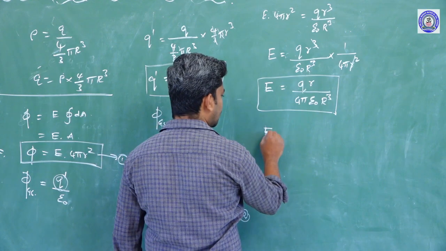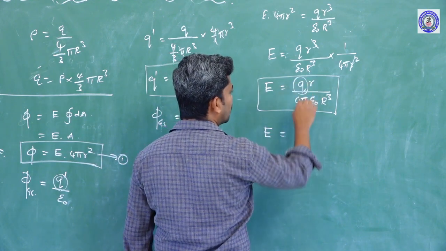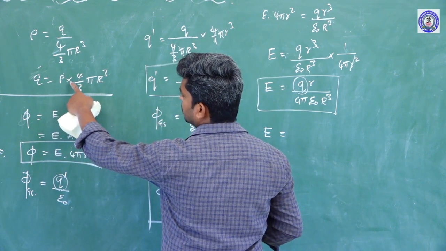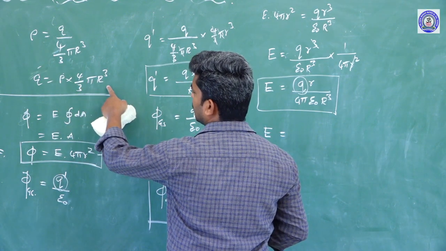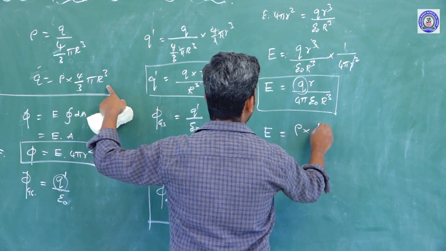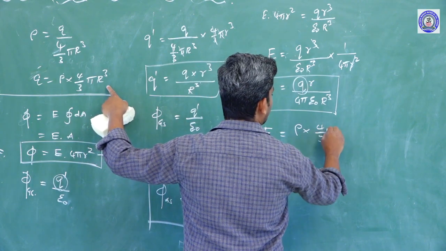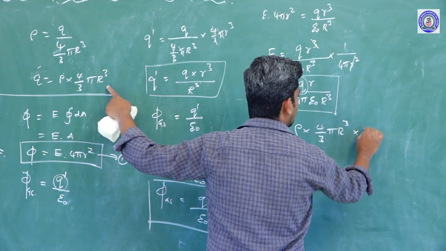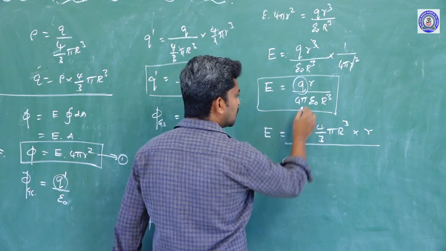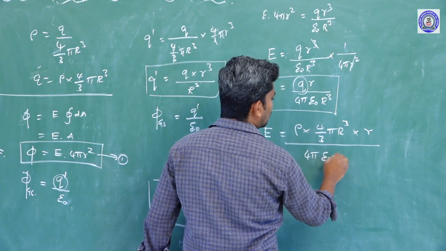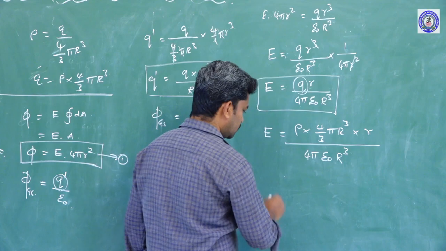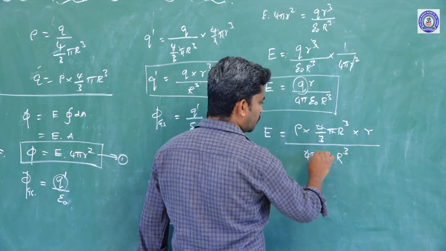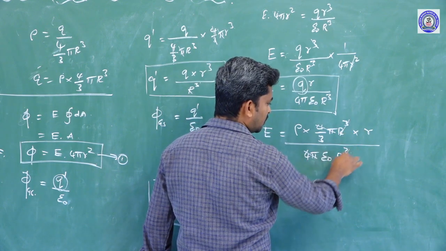In the same way, another way: I want to write Q in terms of the density. Q is equal to rho into 4 by 3 pi R cube. So rho into 4 by 3 pi R cube into r divided by 4 pi epsilon naught R cube. So the electric field is equal to, the 4 pi cancels and R cube cancels.